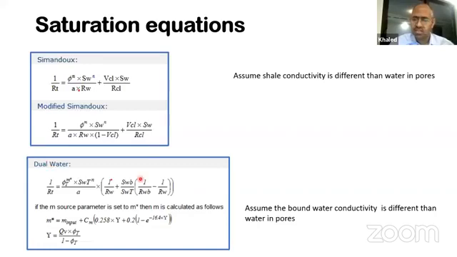And the dual water, as we said, assumes the resistivity of the water in the pores is different and behaves differently than the water bound to shale, or the bound water. That's why they call it dual water, which is two types of water.